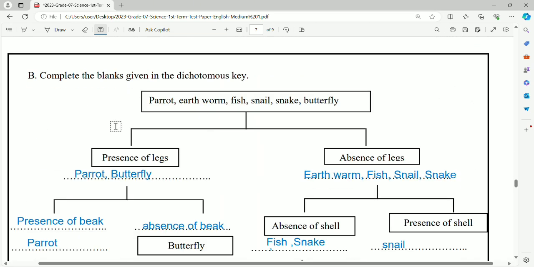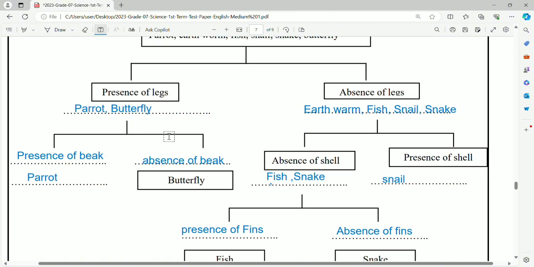Complete the blanks in the given dichotomous key. Parrot, earthworm, fish, snail, snake, and butterfly. Here, presence of legs, then absence of legs. Presence of legs: parrot and butterfly. Absence of legs: earthworm, fish, snail, and snake. Parrot and butterfly can be divided based on the beak. Presence of beak, parrot. Absence of beak, butterfly.